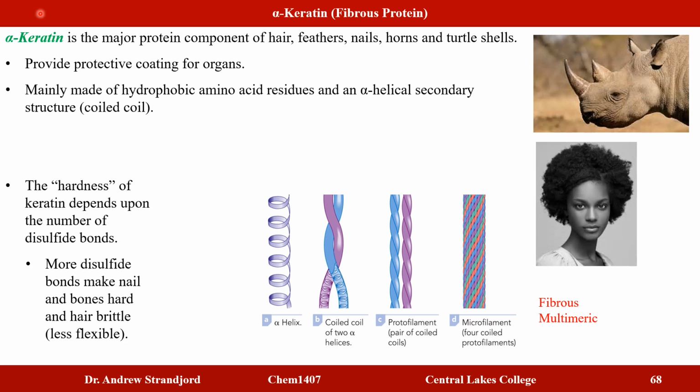Another important structural protein is alpha keratin. It is the major protein component of hair, feathers, fingernails, horns, and turtle shells. It also provides protective coating around many of our organs. It's mainly made out of hydrophobic amino acid residues, meaning nonpolar alkanes, and they're usually in an alpha helix secondary structure. In other words, they're coiled. The hardness of a keratin, whether it's hair or fingernails or horns, depends on the number of disulfide bonds. The more disulfide bonds in a keratin protein, that makes it more look like hard nails, or makes our hair even brittle. So when we look at horns or we look at hair, we tend to think of alpha keratin as that protein making up those structures. They're fibrous in nature and they're multimeric in nature.